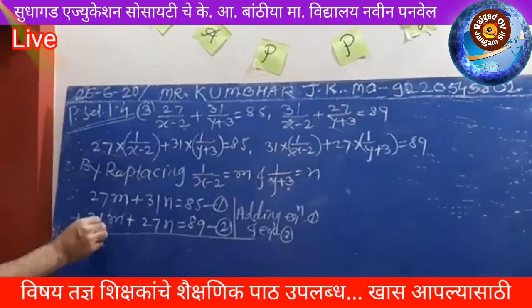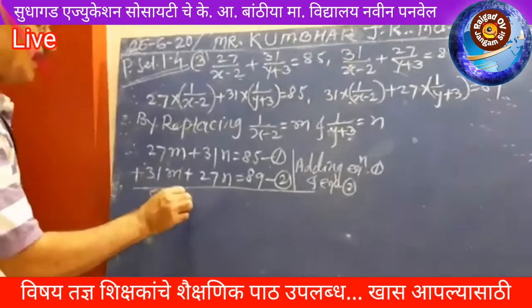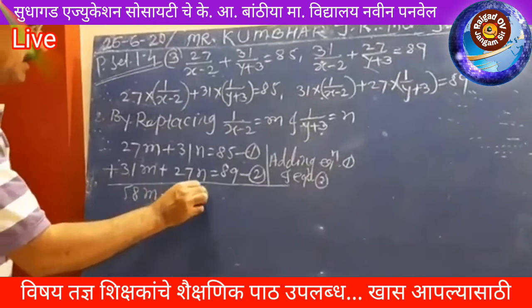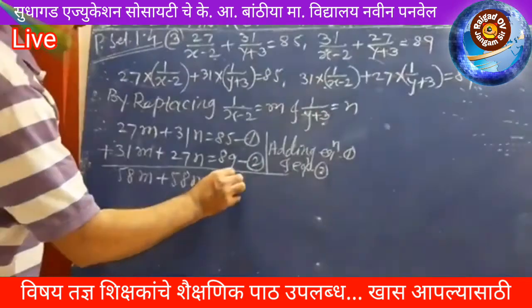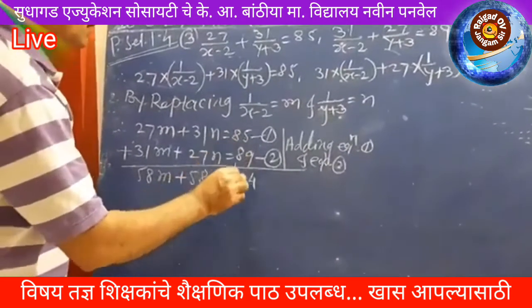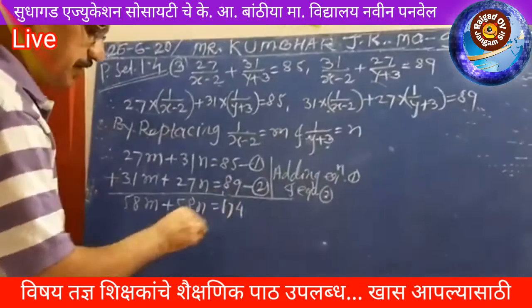27 plus 31: 7 plus 1, 8, 2 plus 3, 5, 58m plus 58n is equal to 9 plus 5, 14, carry 1, 174.